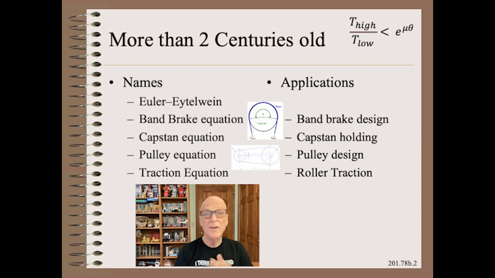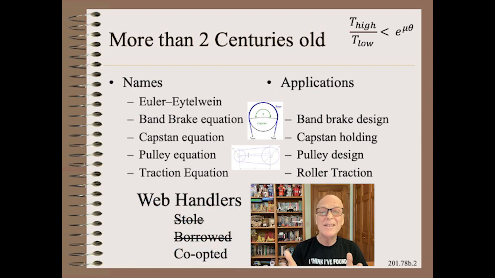The traction equation has a royal pedigree. More than 200 years ago, people were using it to size a certain type of brake, the band brake, as well as belts, pulleys, and other mechanical components. Thus, its many names. So, it's clear that the web handlers didn't invent the equation. They stole it. No, that's too harsh. Borrowed it isn't right either, because we aren't going to give it back. Rather, we co-opted it. By that, I mean we adopted it for our own use.